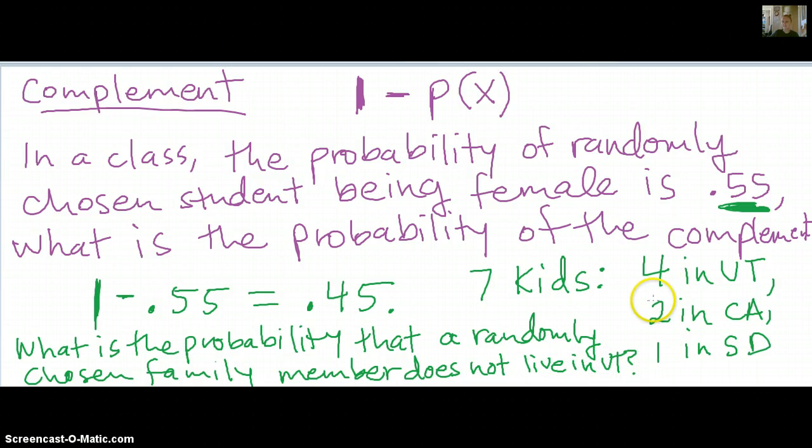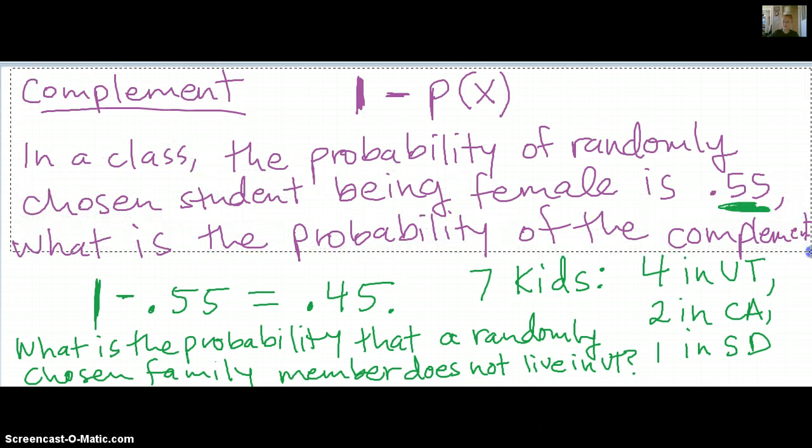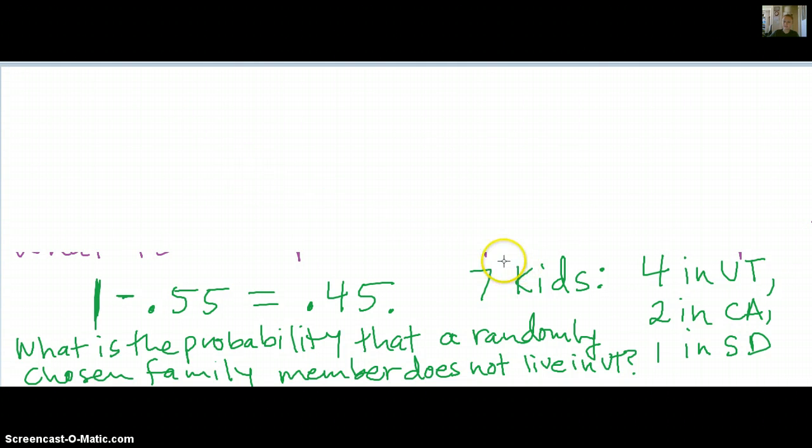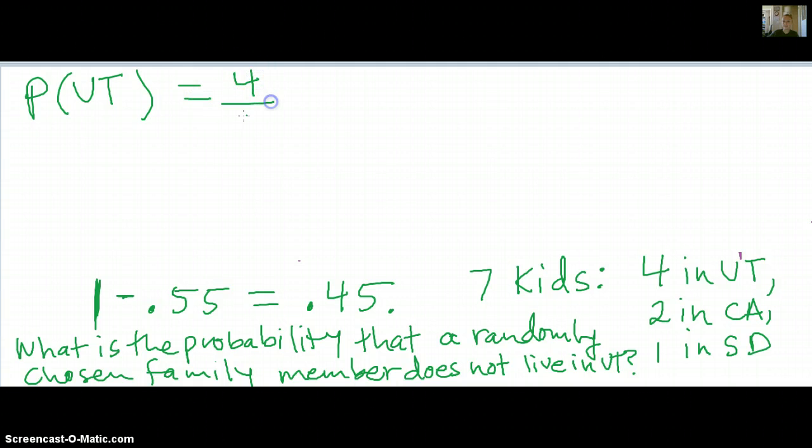Well, we could do that 2 ways. We could find the probability that they do live in Utah, and then just subtract that from the number 1. Or we could find the probability by adding up all of the other situations. So since we're talking about complements, let's do it the first way that I suggested. So we can just take the complement of the probability that they do live in Utah, so the probability that they live in Utah is going to be 4 out of this total 7, because there are 4 of us who live in Utah.